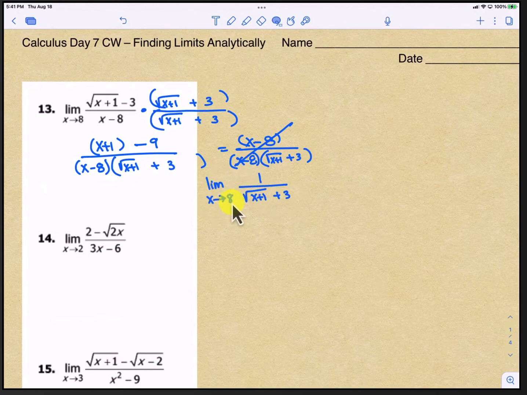Now let's do direct substitution, and you're going to end up with 1 over 6. That's plugging in 8 on the bottom. That's 8 plus 1 is 9, square root of 9 is 3, and then 3 plus 3 is 6 on the bottom. So this is our final answer for number 13, 1 over 6.